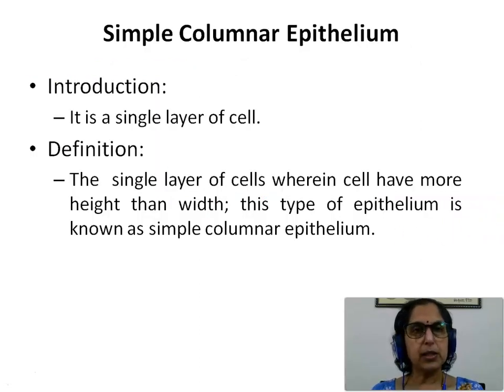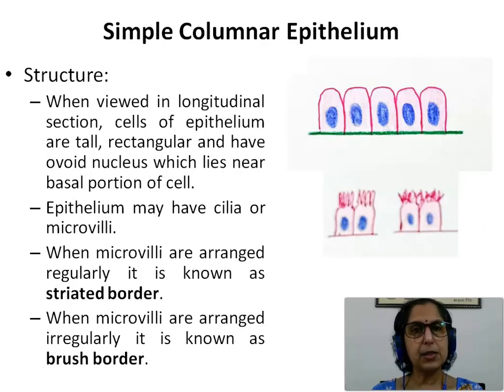Next we go on to study the simple columnar epithelium. Again, a single layer of cells, defined as single layer of cells wherein the cell has more height than the width. The height is almost more than double the width of the cells. This type of epithelium is known as simple columnar epithelium. Structure: when viewed in a longitudinal section, the cells of epithelium are tall, rectangular, and have an oval nucleus which lies near the basal portion of the cell. Epithelium may have cilia or microvilli on their apical surface.